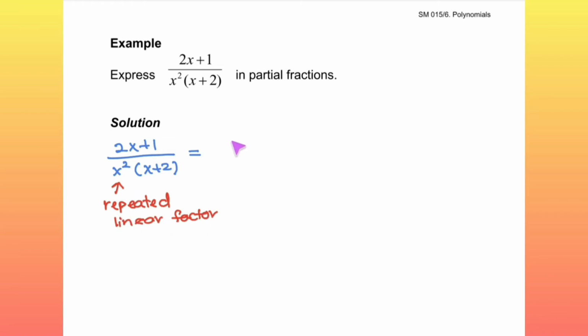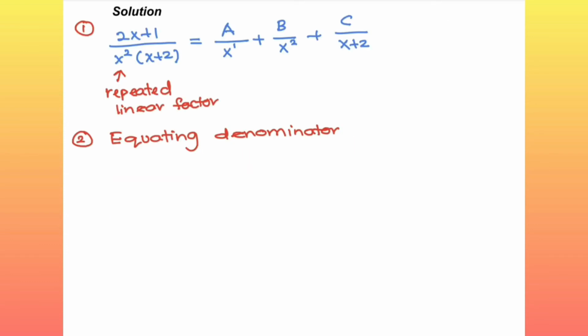So it will be, okay, the first one is a over x. And it repeats 2 times. So here is x power 1. Next is b over x power 2, x squared here. Okay, and then we have bracket here, x plus 2, also a linear, so it will be c over x plus 2. Okay, next step. Same procedure as before.